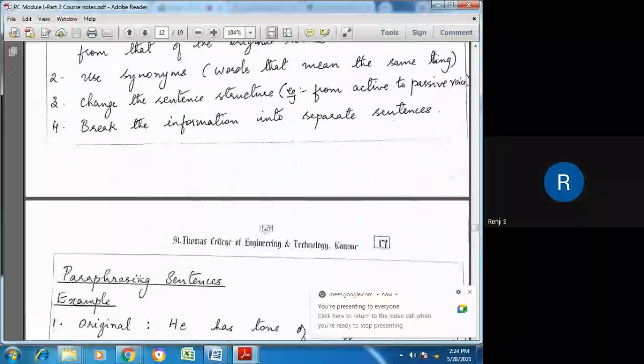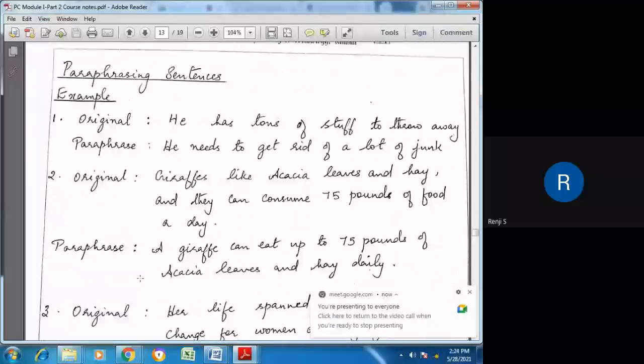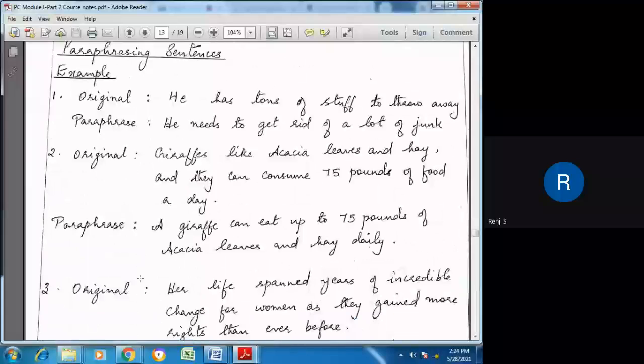Now, let us see a few sentences. Paraphrasing sentences. I've given a few examples here, and this is for your reference. I'd uploaded it in Linways, and you can go through it and study how the sentences are modified. Once you see how the sentences are modified, try to modify other sentences of your own. Try to collect sentences and modify them on your own, so that you will be able to improve your writing skills.